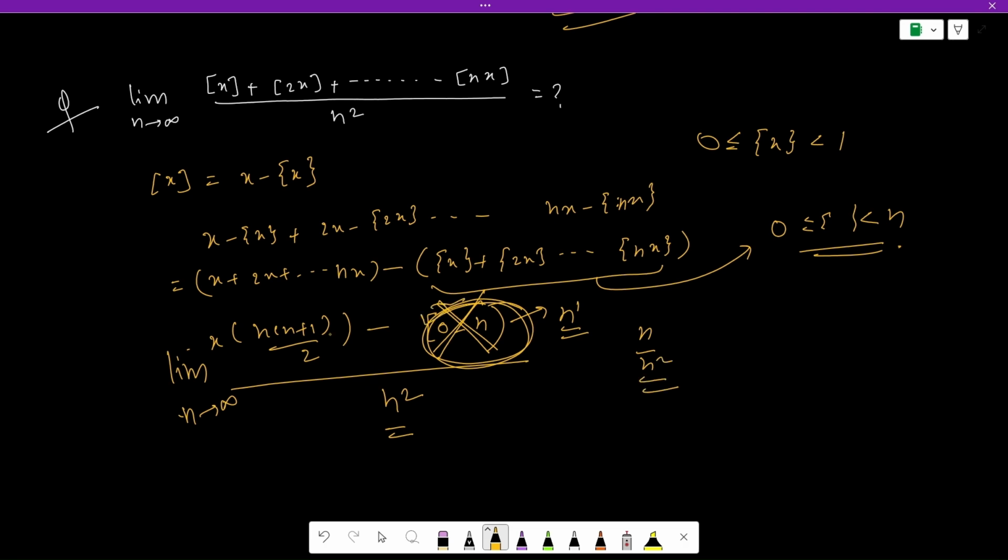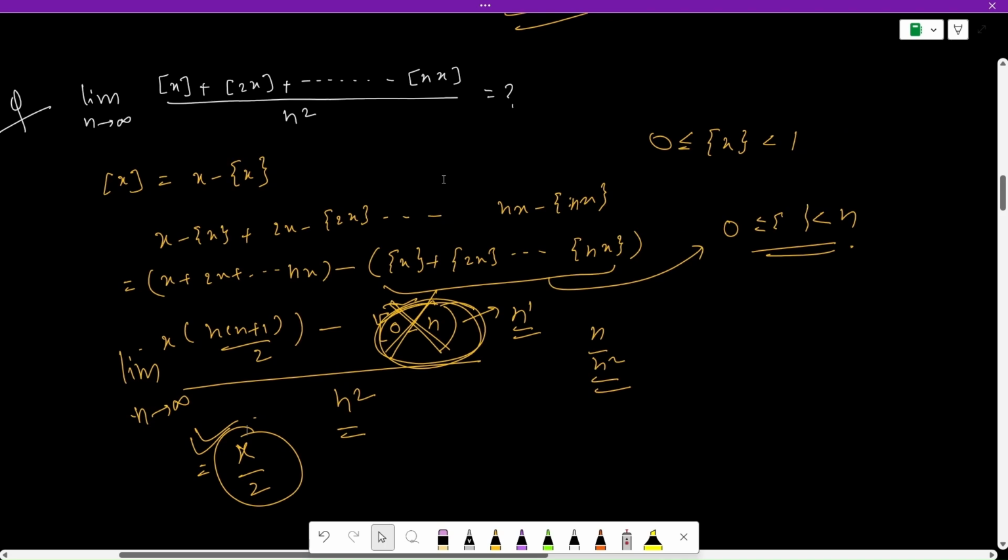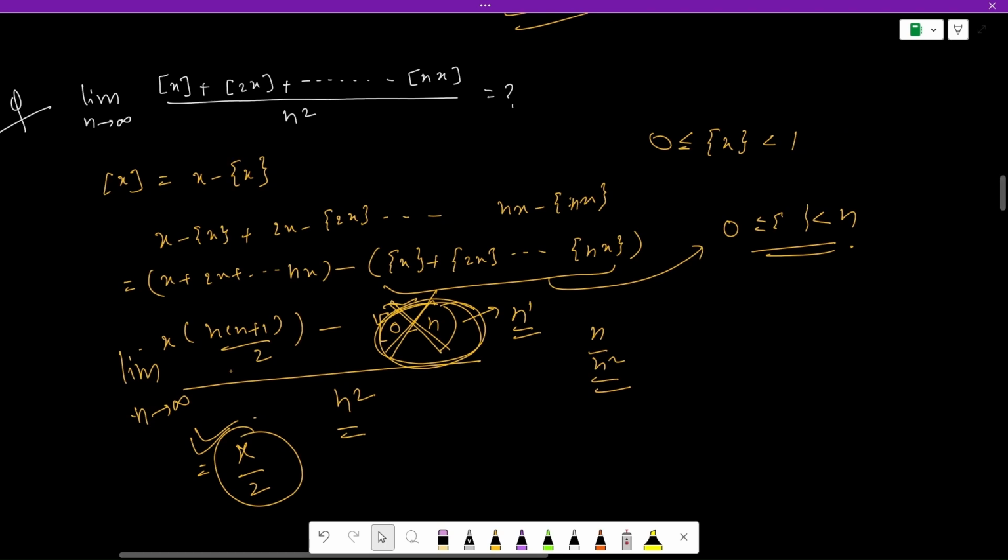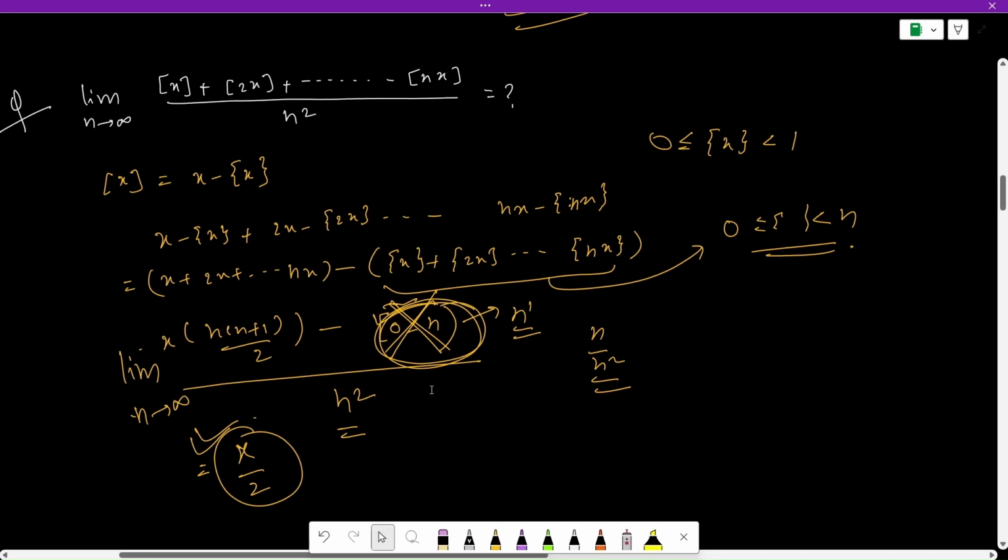So just ignore this. Now what is left is x into n into n plus 1 by 2 divided by n square. So here also what we have is infinity by infinity form. So after solving, this becomes x by 2. So this is the answer. So here we have solved it without using Sandwich theorem. Now let's see how to solve this with the help of Sandwich theorem. Let me just remove this.